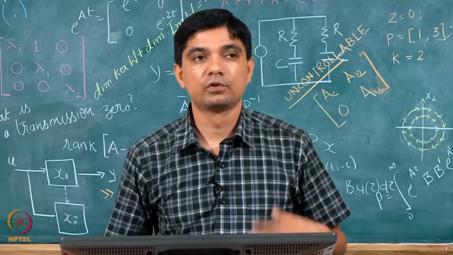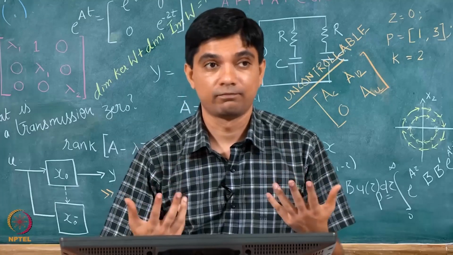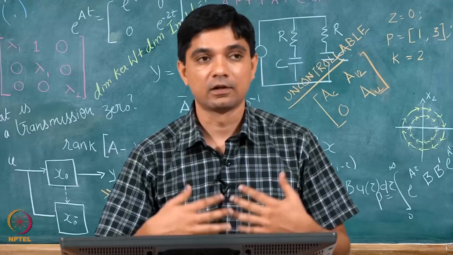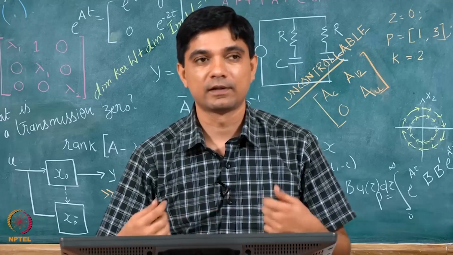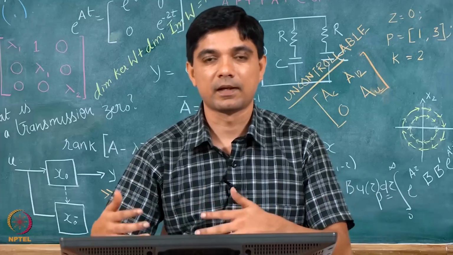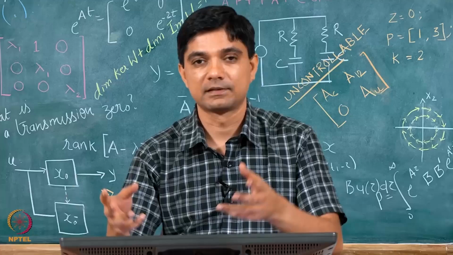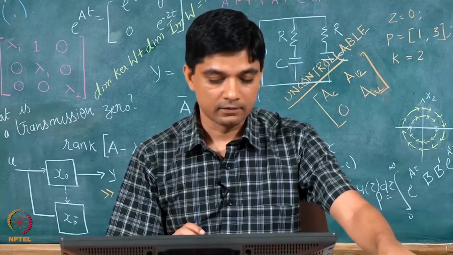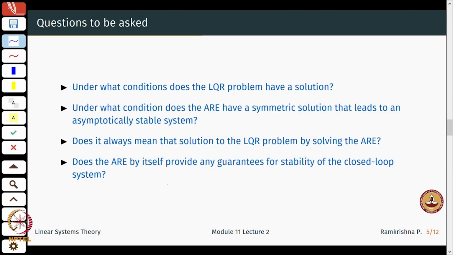Now, what we need to show is, well, do solutions exist, or a bunch of questions we need to answer once I have derived the theorems, like there is a p which does blah blah blah, then u equal to minus kx minimizes a certain function and so on, right. Okay. So, what are the questions to be asked? The first is, under what conditions does the LQR problem have a solution?